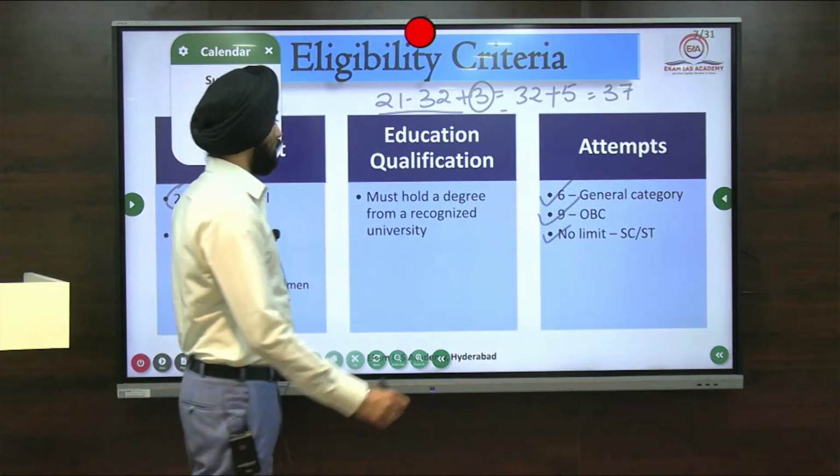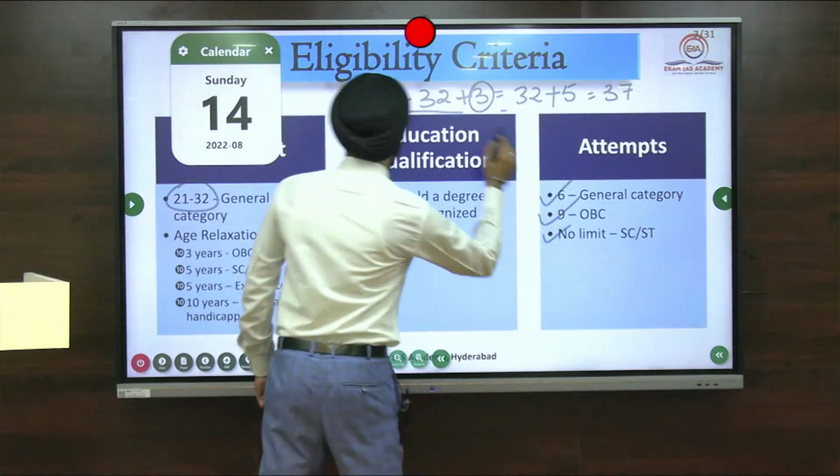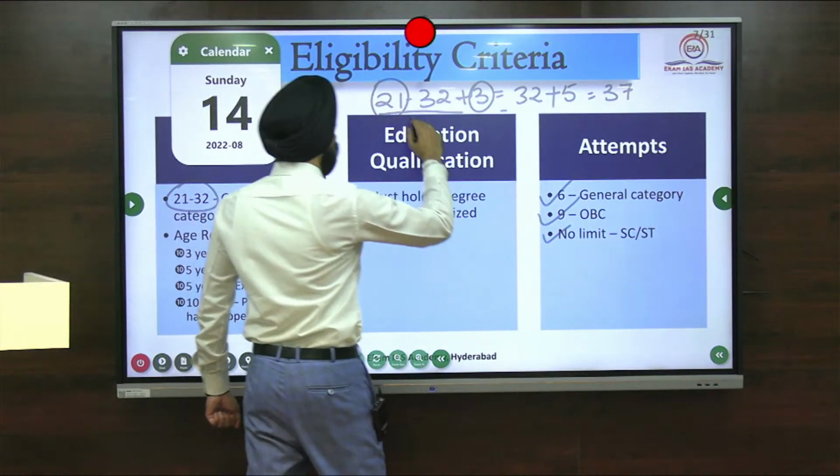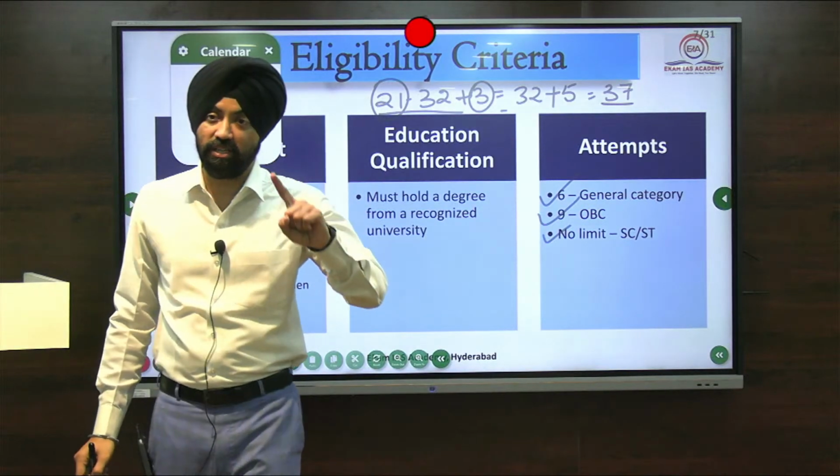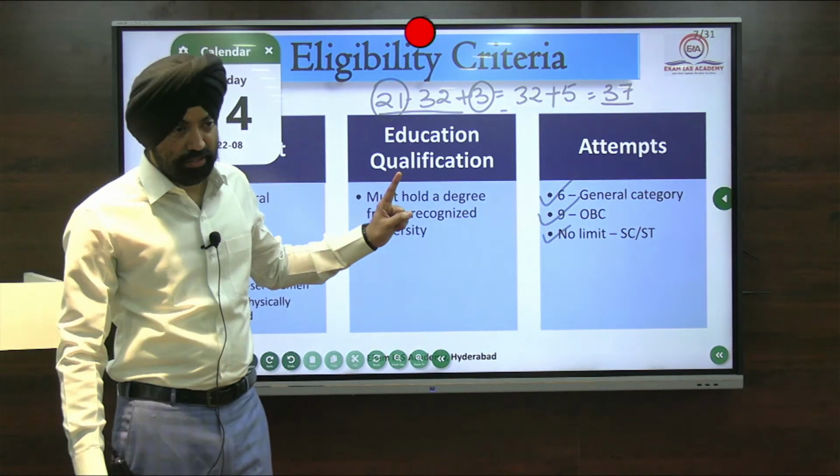It means an SC/ST student, if he or she starts from the age of 21, can write till the age of 37. It means they will get 16 attempts to clear this examination.